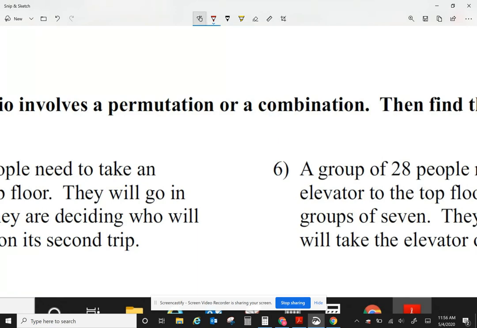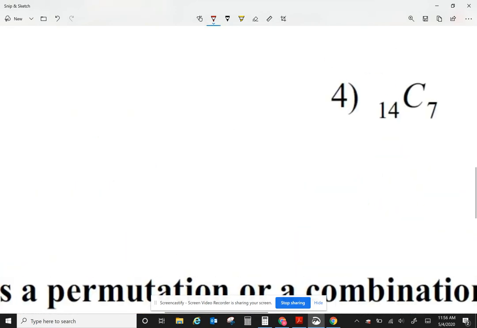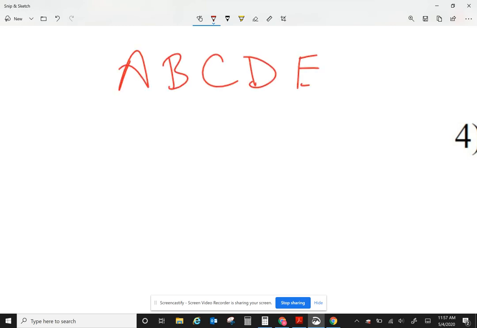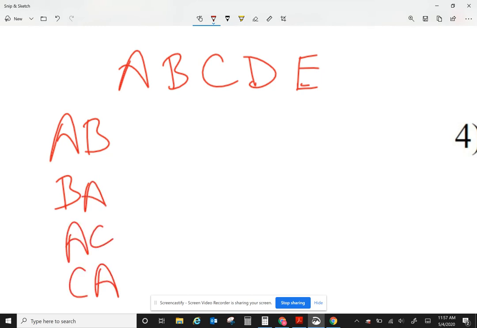Now, your question might be, okay, what if I have 5 letters? I'm just going to say A, B, C, D, and E. And I want to just choose 2 letters. How many orders can I come out with? Once again, I can do this the long way. A, B, B, A, C, C, A, on and on and on.